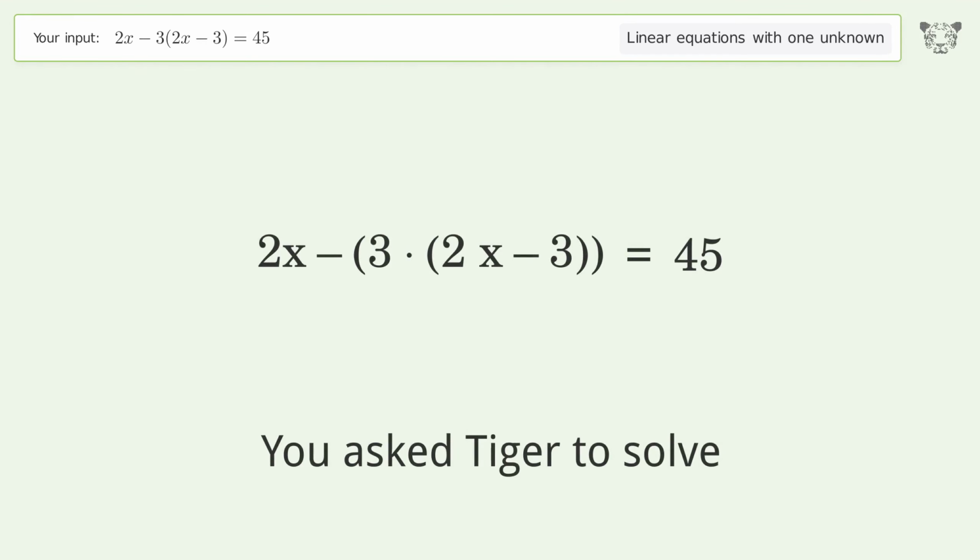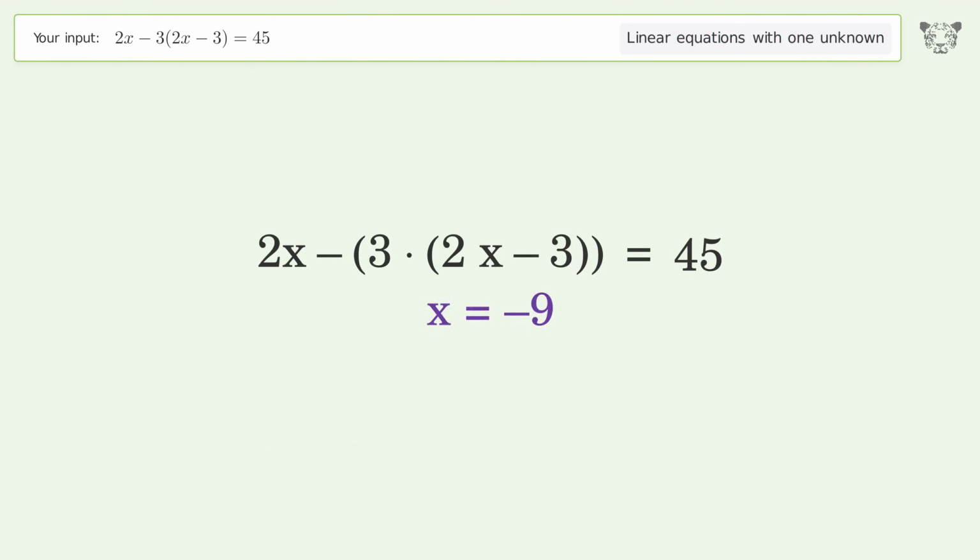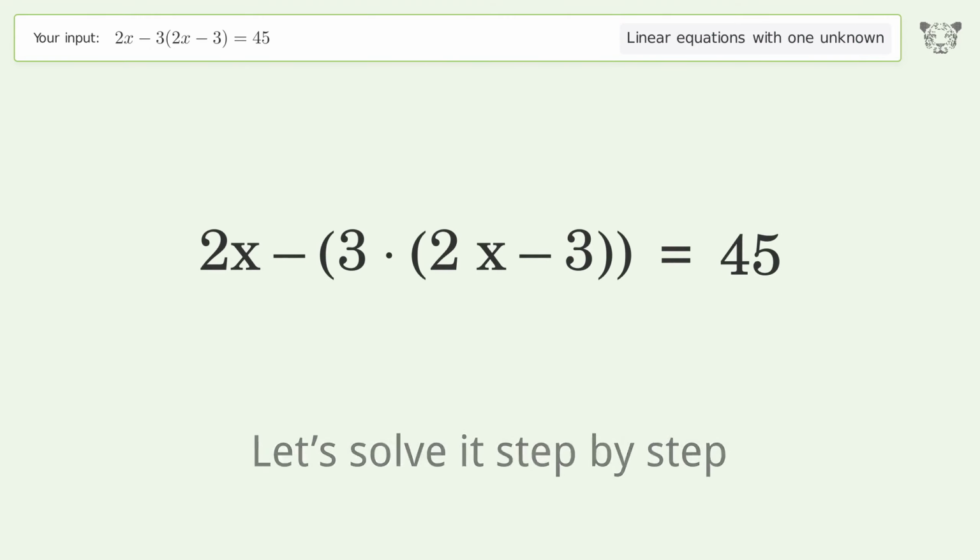You ask Tiger to solve this. It deals with linear equations with one unknown. The final result is x equals -9. Let's solve it step by step.